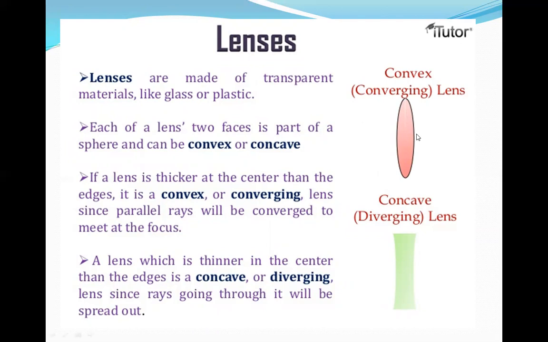Lens since parallel rays be converged to meet at the focus. The second type of lens is known as concave lens. A lens which is thinner in the center than the edges is called a concave lens. You can see in this diagram. It is also called a diverging lens, since rays going through it will be spread out.